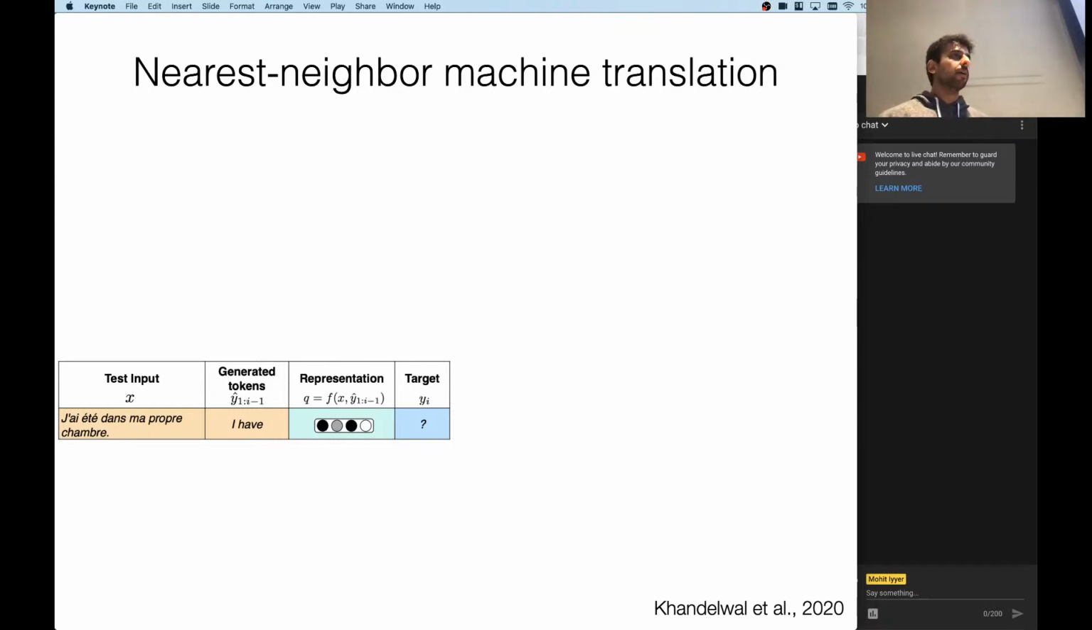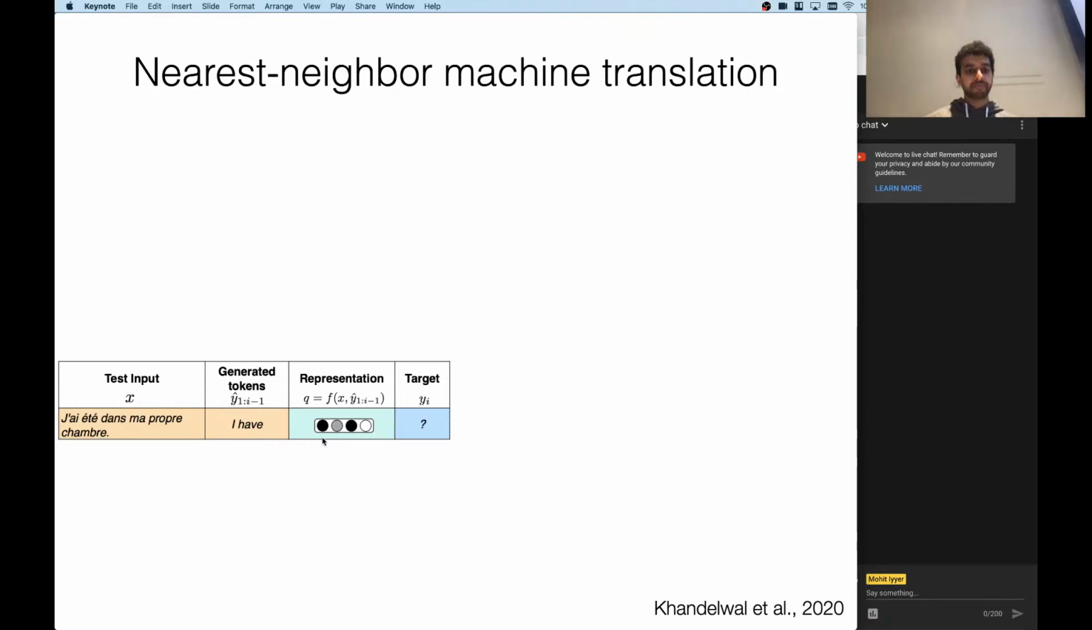We'll go through what that is here in the context of machine translation, but it's basically the same in language modeling. Again, we're talking only about test time. There's no training, no backprop, anything like that in this method. Here we have a test input, this French sentence, which I will not pronounce, and we are translating this French to English. So far we have already produced "I have." Our decoder produced those tokens, and we're trying to produce the third token in the English sentence.